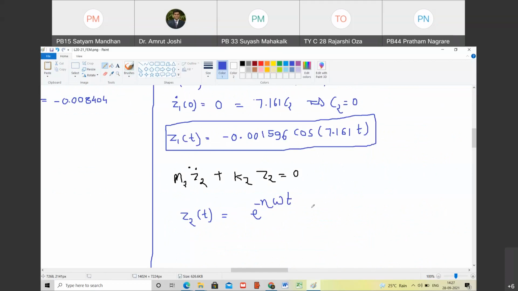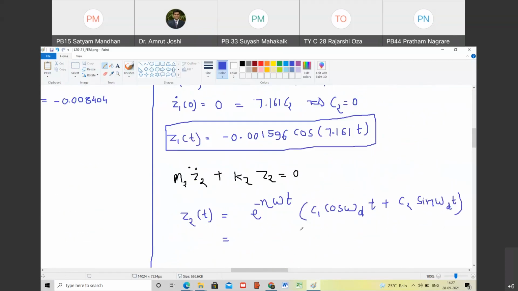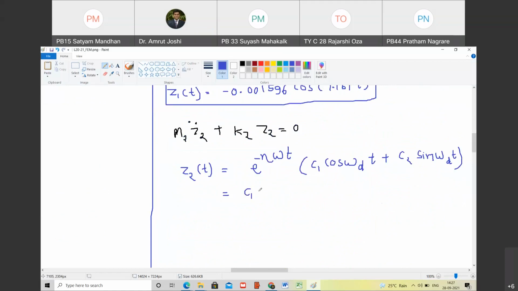So e raised to minus eta omega t into C1 cos omega d t plus C2 sin omega d t. These constants are different. Happy? Yes, sir. Great. Now, eta equal to 0, therefore all the implications are in force. So we have this equal to C1 cos omega t plus C2 sin omega t.